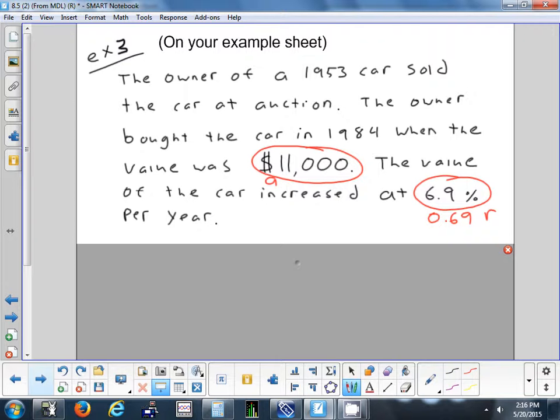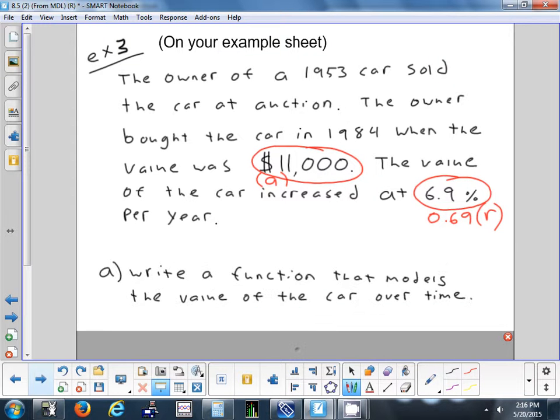Okay, so we're going to fill in. This is A. This is R. We're just going to fill in those two things. What's T? Well, we don't know. They could say find the value of the car 2 years after they bought it, and T would be 2. Find the value of the car 5 years after they bought it, and T would be 5. Okay, that's going to be my next question.